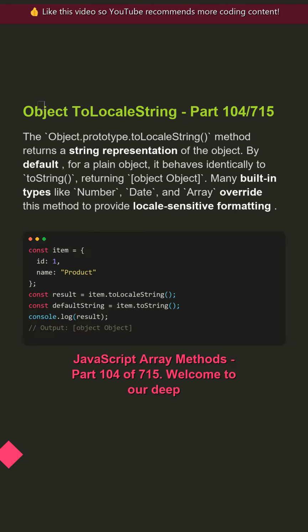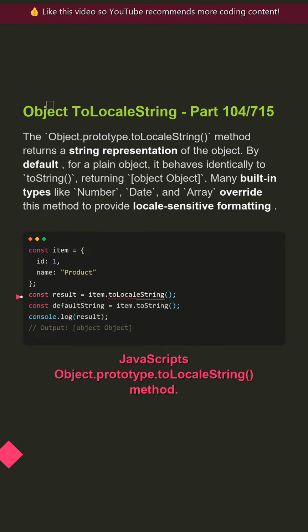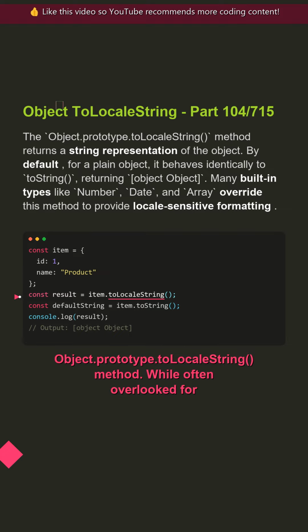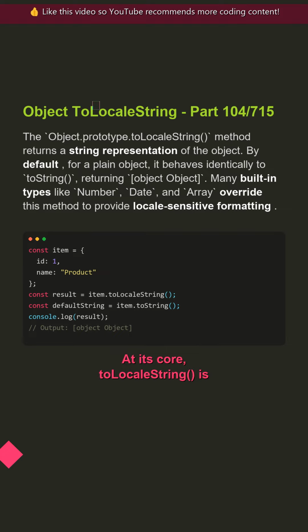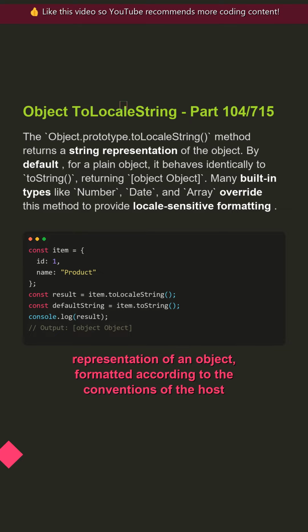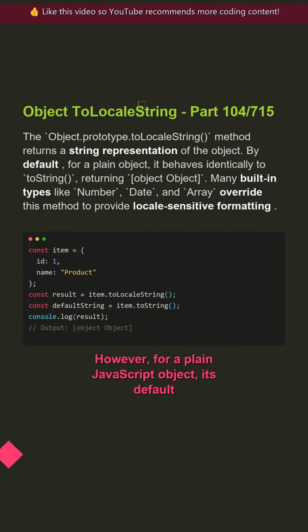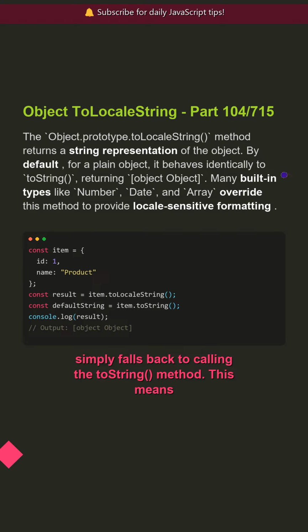Welcome to our deep dive into JavaScript's Object.prototype.toLocaleString method. While often overlooked for generic objects, it plays a crucial role in internationalization for more specialized types. At its core, toLocaleString is designed to return a string representation of an object, formatted according to the conventions of the host environment's current locale. However, for a plain JavaScript object, its default implementation simply falls back to calling the toString method. This means it will typically return a string like [object Object].